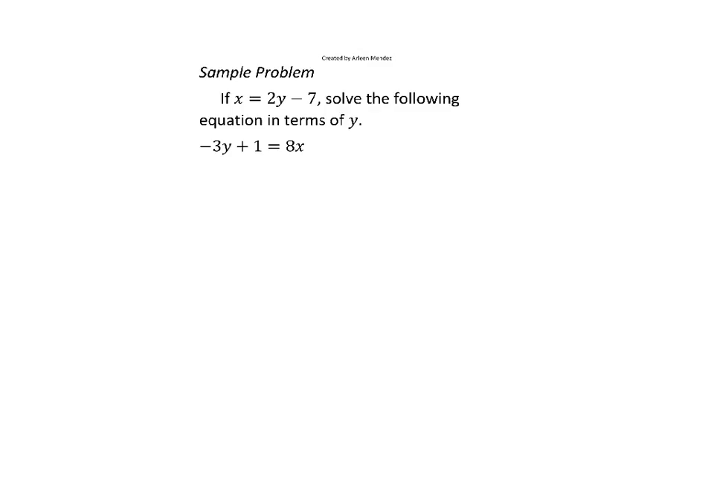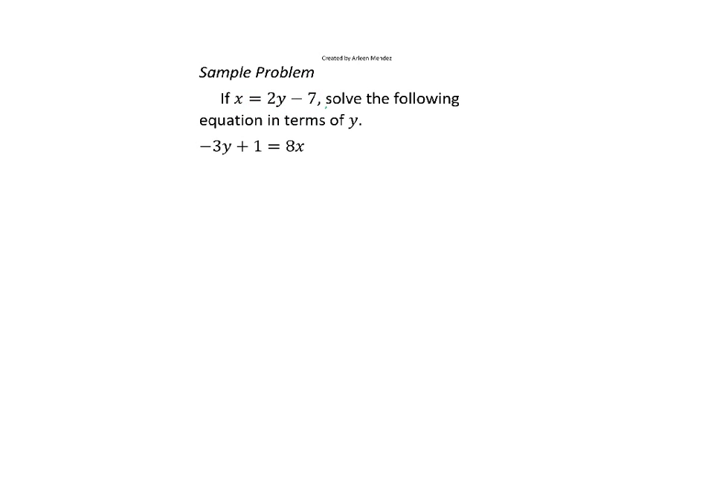And then it gives us negative 3y plus 1 equals 8x. Okay, so they equated x with 2y minus 7. They said that these were equal to each other. If these really are equal to each other, that means that wherever I see an x, I could substitute it with this whole thing right here. And it would be okay because they're equal to each other. So that's what we're going to do.